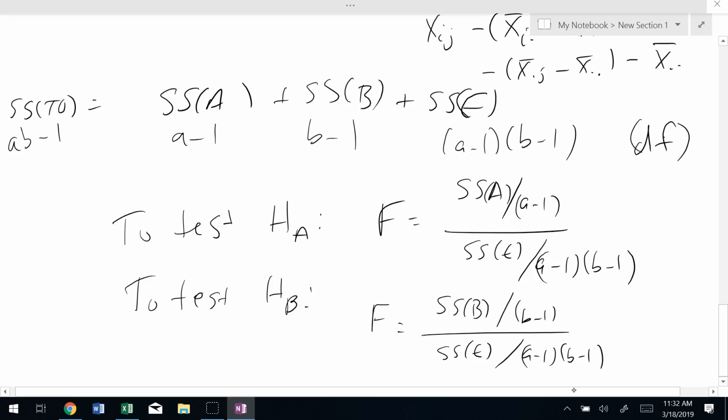And then if you're using a table, you would pick a significance level. You'd go look up the critical value. And if your F statistic is bigger than your critical value, you would conclude that there is a row effect or there is a column effect, depending on which one you were looking at to start with.